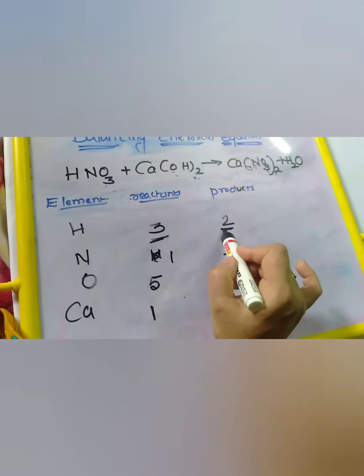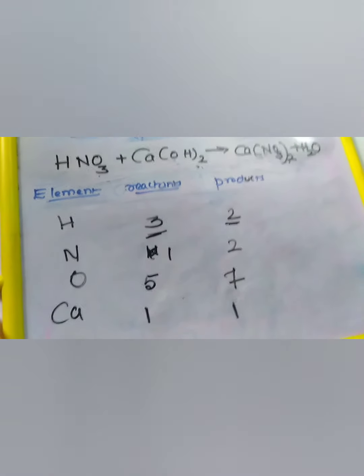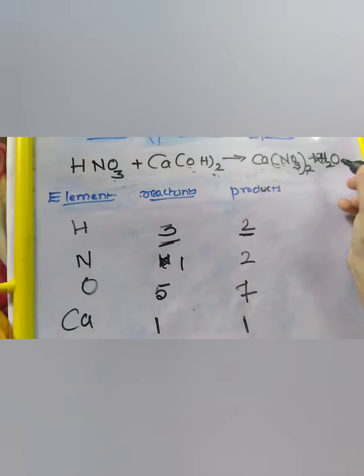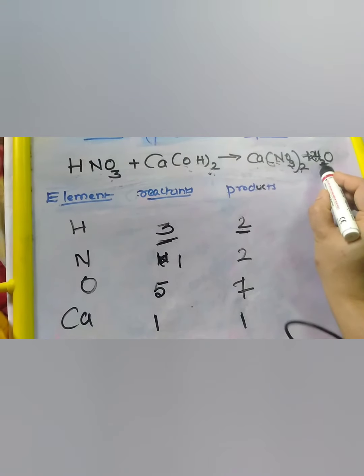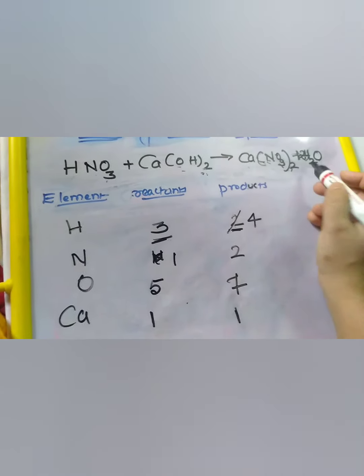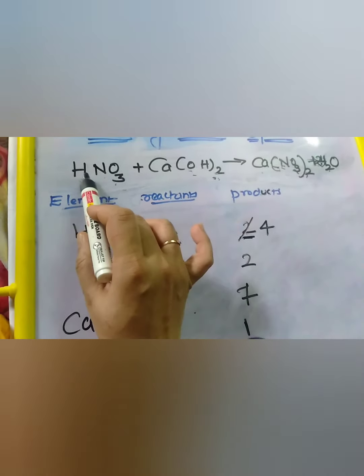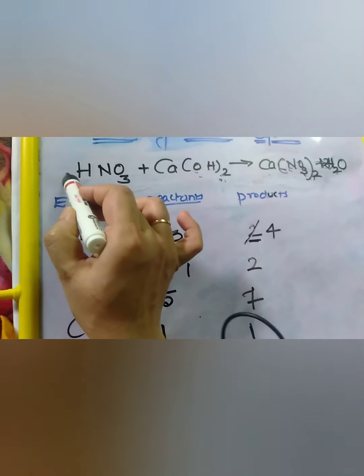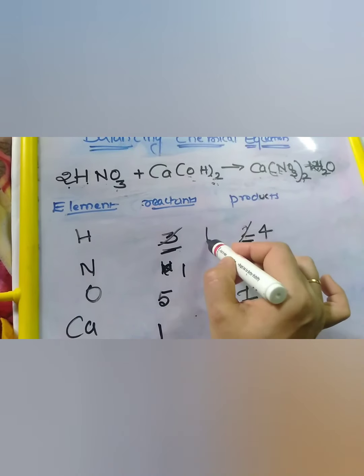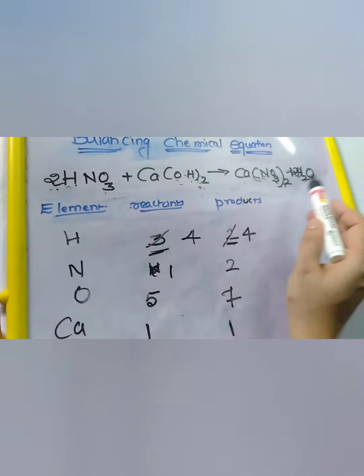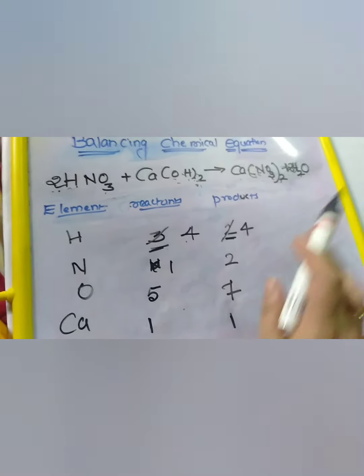See, what I will do is here 2, so I will just add a 2 over here, 2H2. 2 2s are 4, it becomes 4. Now here I already have 2, so I will just add 2 here, so it becomes 4. 2H and H2, it becomes 4. H is balanced now, but the rest of the things are unbalanced again.